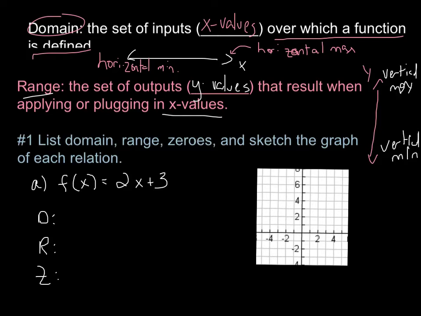Alright, so let's use what we've learned and apply it to a bunch of different examples. Number 1, part A. We're going to go all the way to part H. List the domain, the range, the zeros, and sketch the graph. Try your best to do it without a graphing calculator, but if you need to use a graphing calculator, that's okay. So this first function is just a linear function. It's y equals mx plus b. Let's graph it first. Starts at 3, and it goes up to right 1.